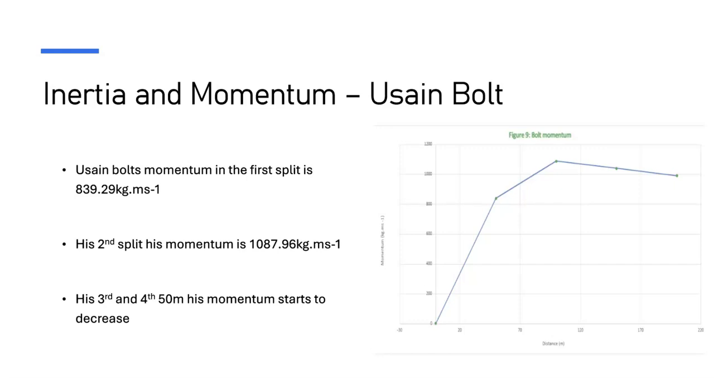This is his max momentum as he has also reached his max velocity, so he is moving quickly and has loads of momentum. In his third and fourth 50 meters, his momentum starts to decrease. This is because he starts to fatigue and his velocity starts to decrease, meaning his momentum decreases as he can't keep his momentum up.